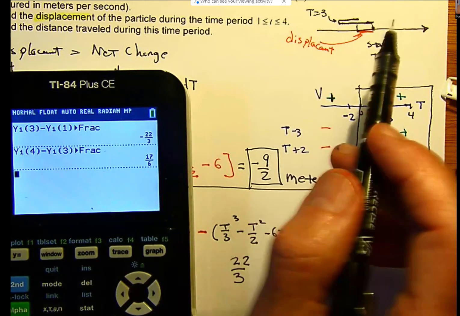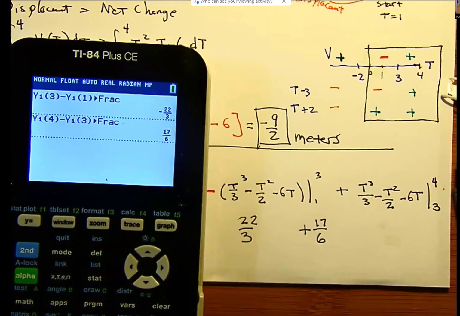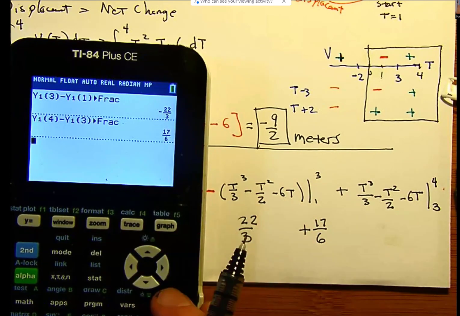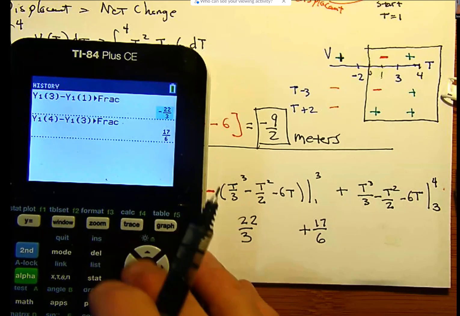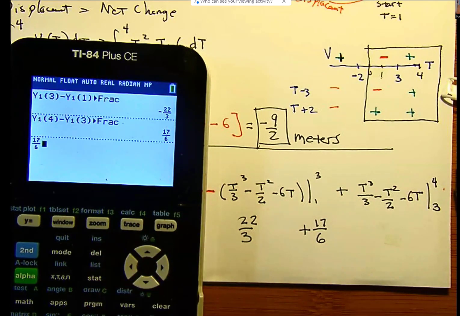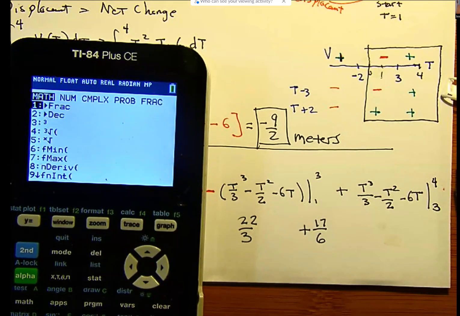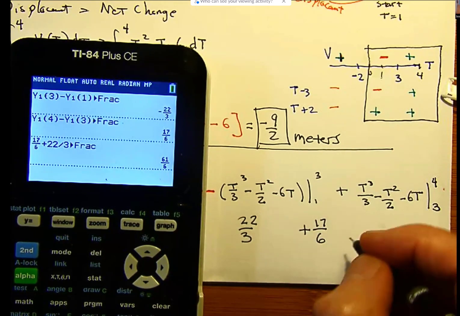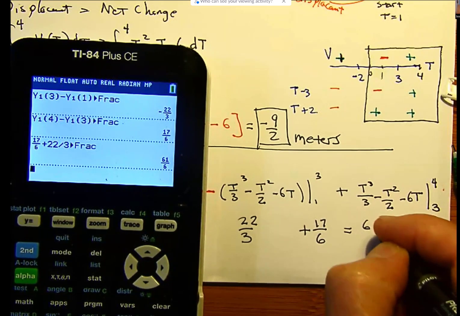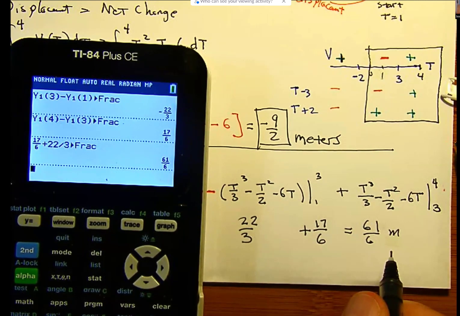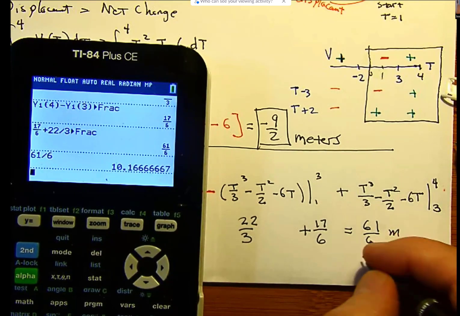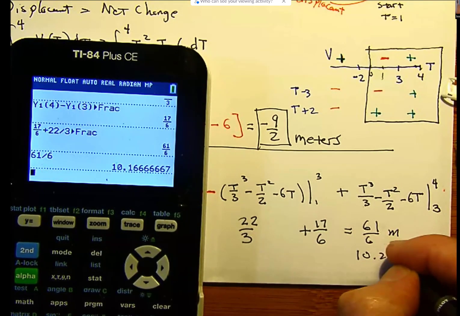I'm adding both of those numbers together. Now this one is not positive, so I'm going to add that one plus the 22/3. Math it out, and the total distance is 61/6 meters. There's a perfect, exact answer. And if I wanted to decimal round off, it's about 10.2 meters.